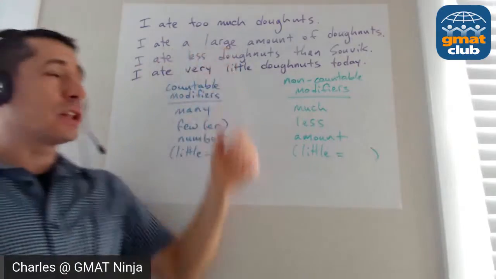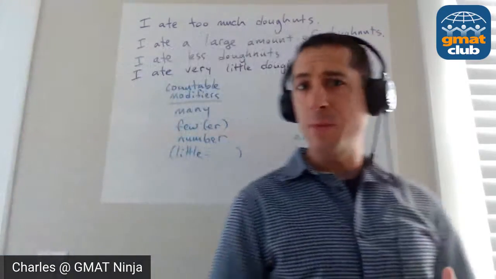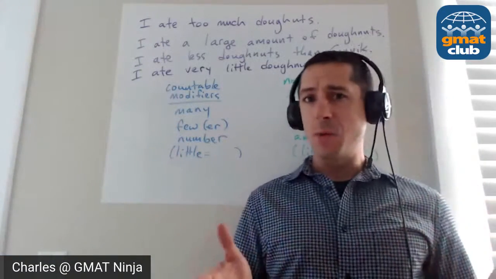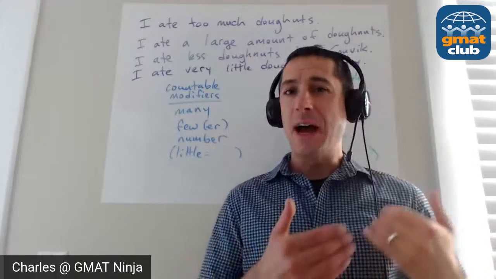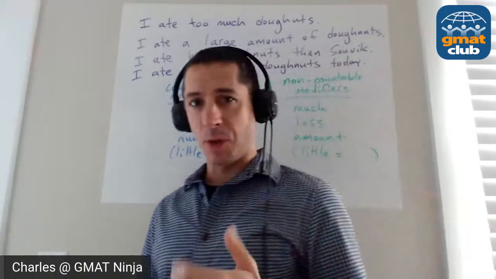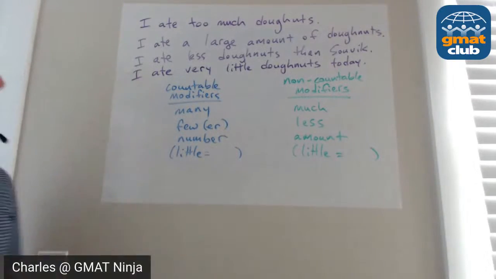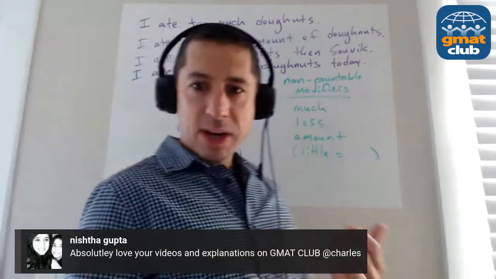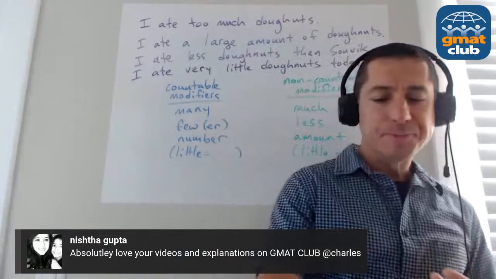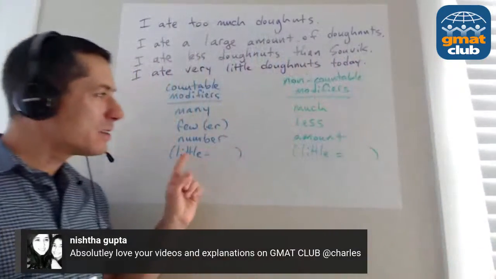So I can't say a large amount of donuts. That's the way I think most Americans would say it. Nothing wrong with that in real life, arguably. Amount, not countable. Donuts, countable. Problem. One very, very small thing here. I ate a very little donuts today. This is one of the wrinkles that shows up every once in a while. Little's a really funny one.